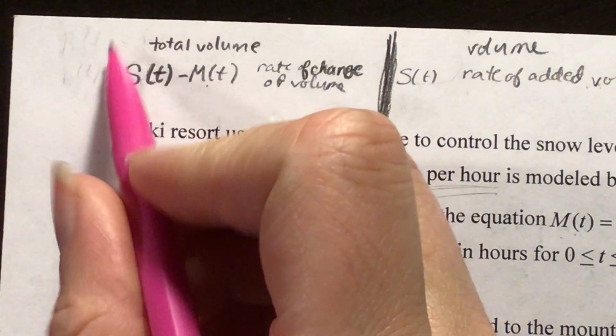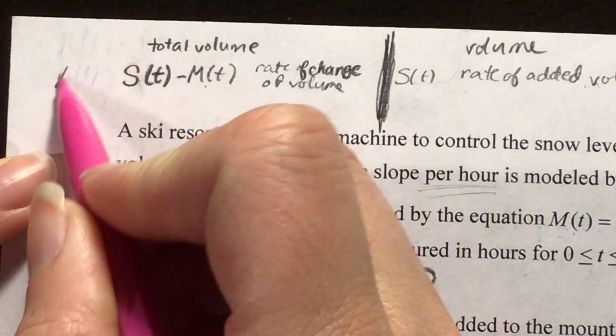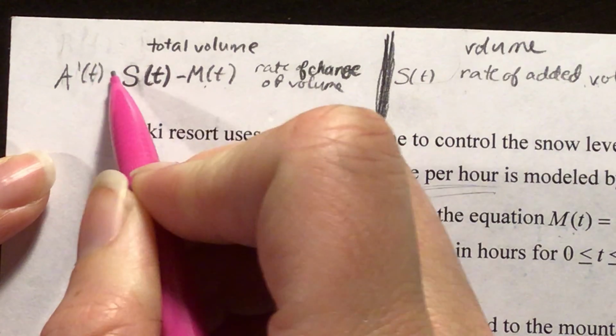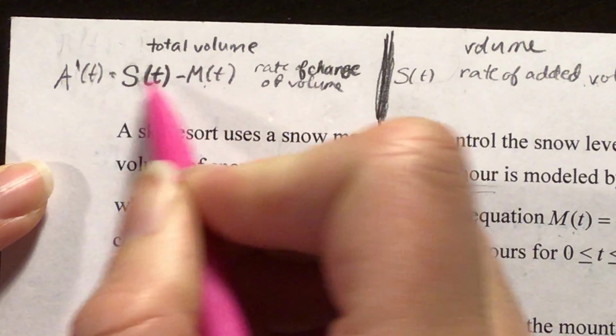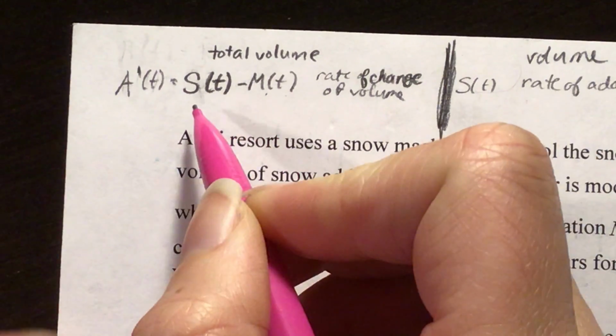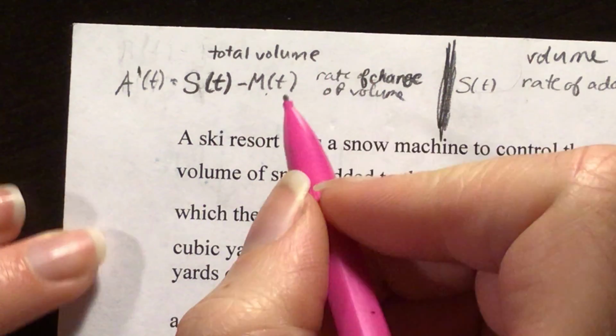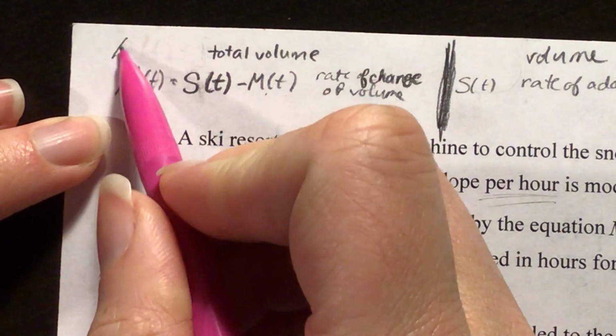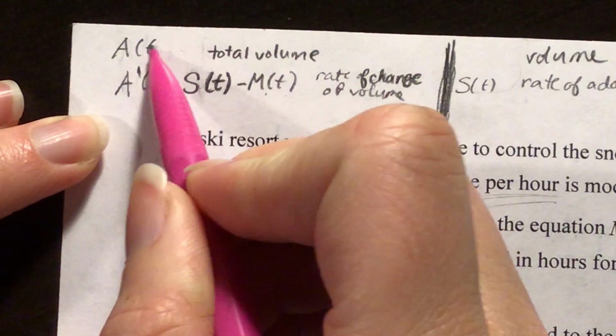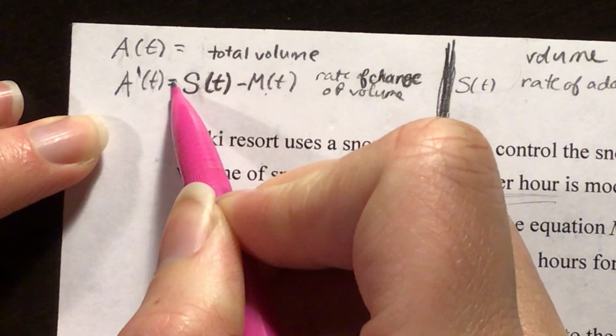Okay, let's give this a label. Let's call this A prime of t, because currently we have capital letters already. So if we take an integral to get a total volume at some point, we want to be able to say that A of t is the total volume.